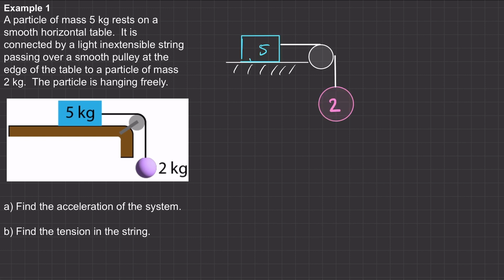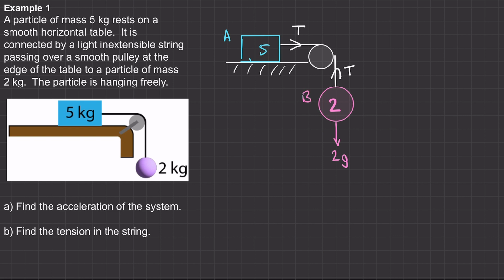Okay, so we know that the string is light and inextensible, so there will be a tension acting in this direction from the box or particle of mass 5, minus T. And because it's light and inextensible, this will be the same as the tension in this cable acting in the opposite direction. So we'll call this T. And there will be a downward force on the 2 kilogram mass, which is 2G. And because it's a smooth surface, there's no resistance force acting in this direction. And I'm going to call this A and this B.